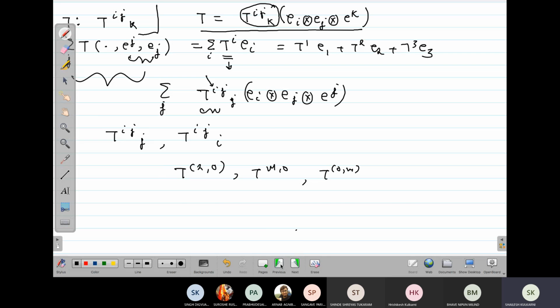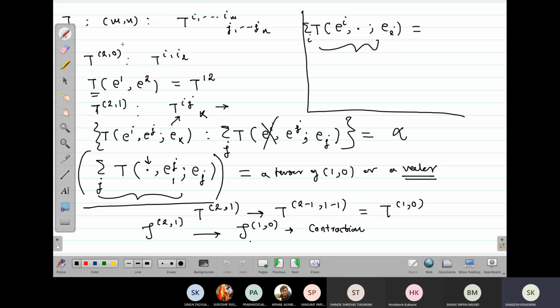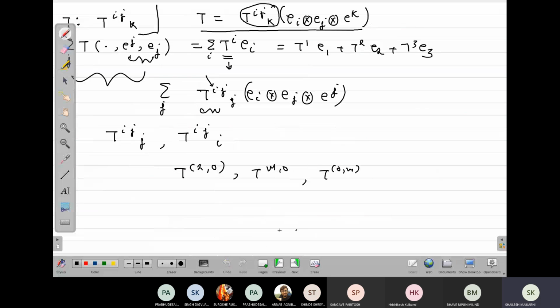Okay, so I define the concept of contraction here. So this is the contraction process. The contraction is basically a process which, if you give me a tensor of rank (m, n), then I will get a tensor of rank (m-1, n-1). And how do we define that map?